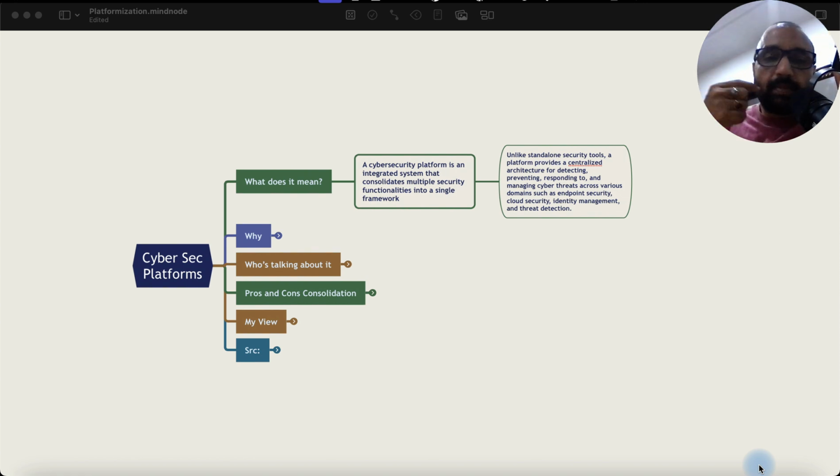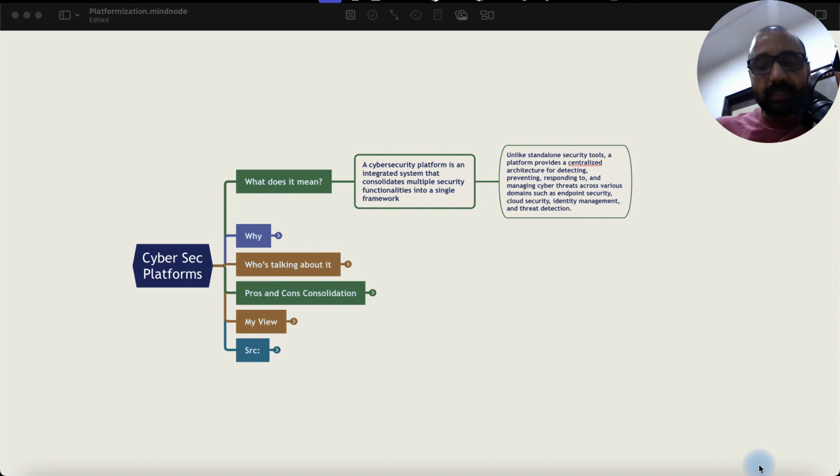So what is a cybersecurity platform? It's an integrated system that consolidates multiple security functionalities into a single framework. Unlike standalone security tools, a platform provides a centralized architecture for detection, prevention, response, and managing cyber threats across various domains within infrastructure security. This includes security operations, cloud security, application security, identity management, etc.